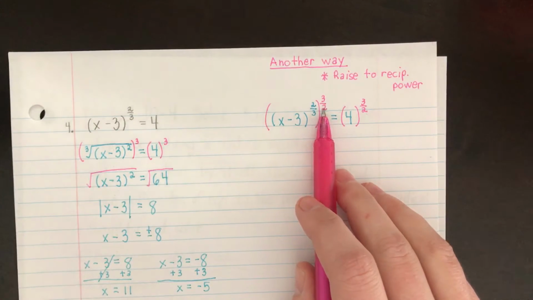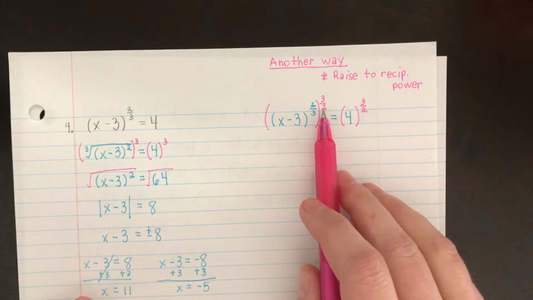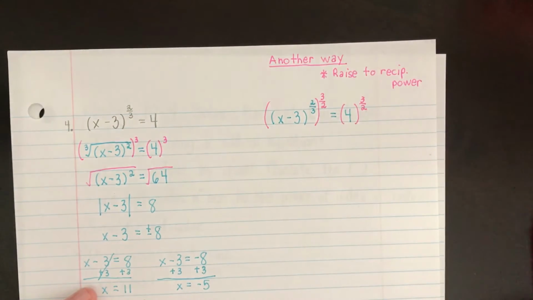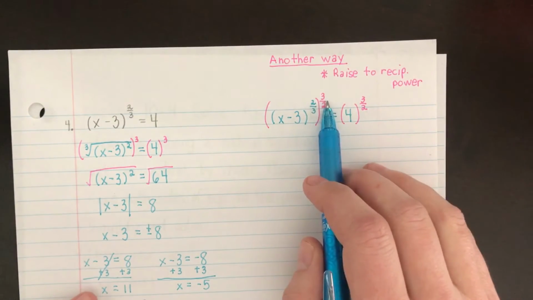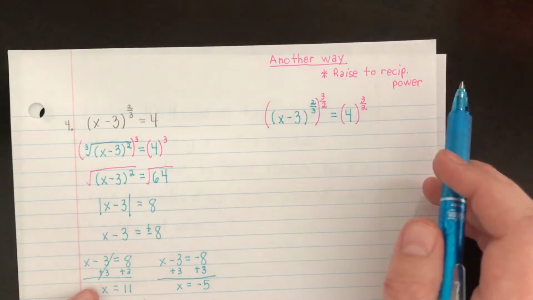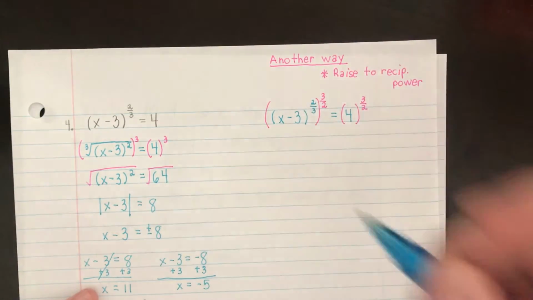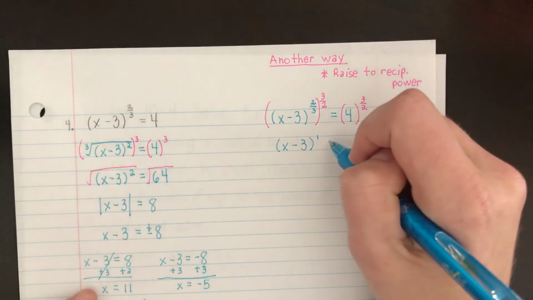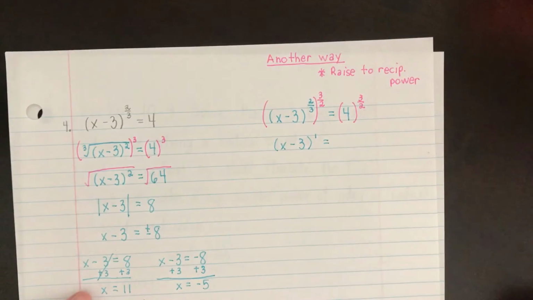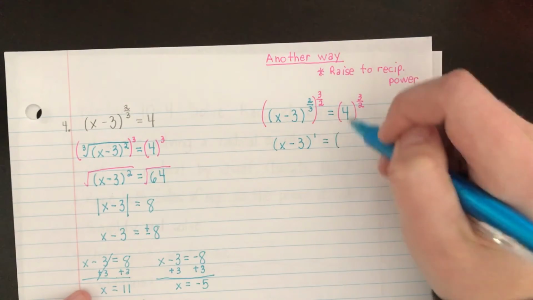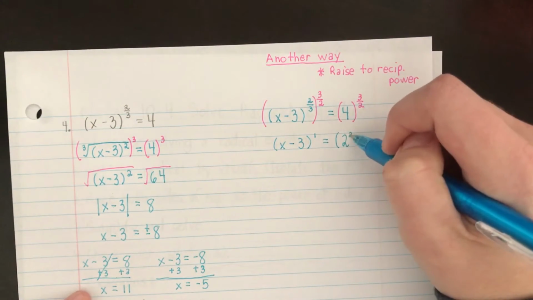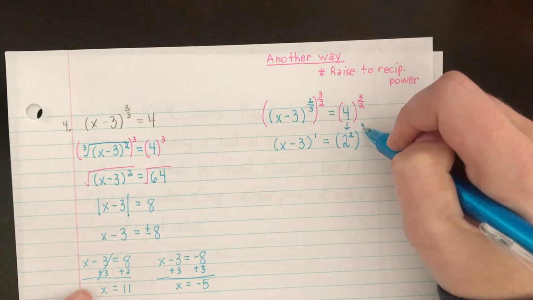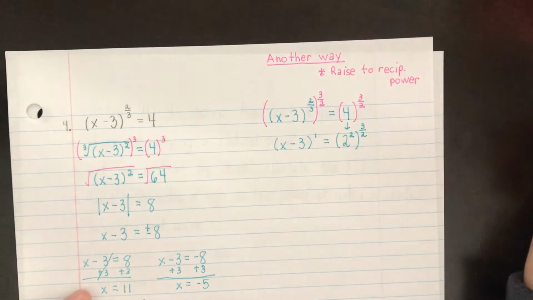And remember, the reason that this is a better, easier way is because when you have a power to a power, what operation do you perform to those powers? It's multiply. So what happens when you multiply 2/3 times 3/2? Of course, it turns to 1. So you have x minus 3 raised to the first power equals, well, here's the deal. Let's convert this 4 to 2 squared, right? Don't you agree with me that 4 is 2 squared? So we have 2 squared raised to the 3/2 power.